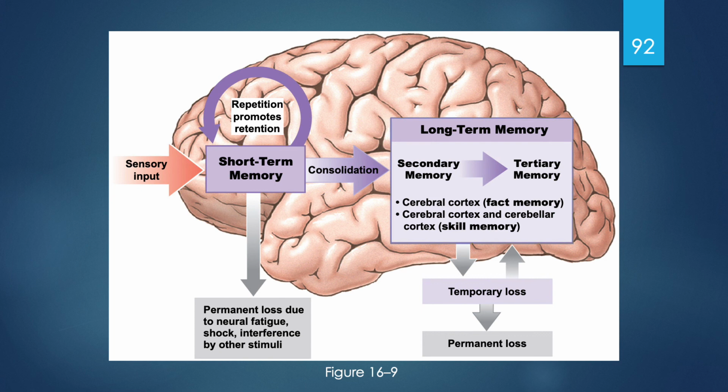Now that said, that short-term memory could fail through a number of reasons. So it could fail through neural fatigue or shock or interference by any other stimuli. So for example, you're trying to learn this chapter, but something emotional happens in your life that's considerable. For example, somebody gets very ill. You're going to be thinking about that more than you're going to be thinking about what you're studying, right? So this is a way in which short-term memory can be lost if there's interference by other stimuli.